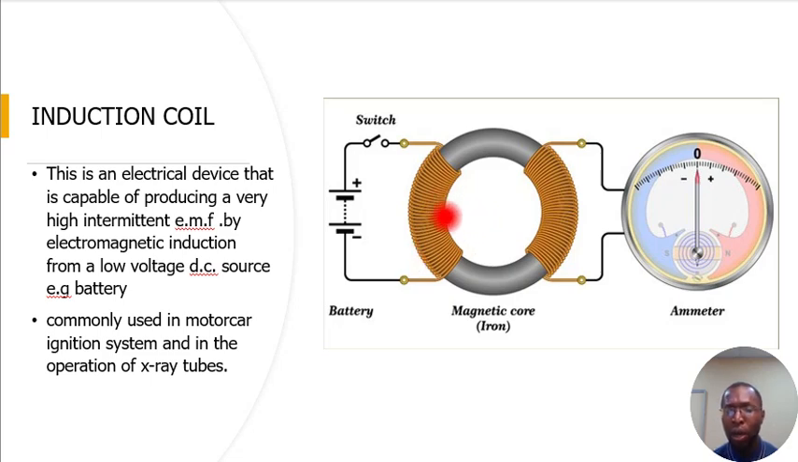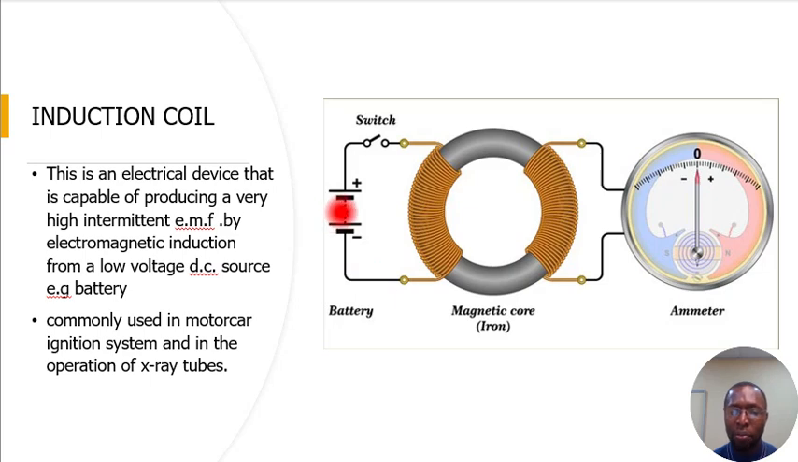And how does it work? When you connect a battery that has a low EMF to an induction coil in this place, as shown here, the amount of EMF it will produce will be higher, and that's because the number of turns at the right hand side is higher. And then the magnetic core also generates a magnetic field that induces more EMF into the coil. So that is how the induction coil works.